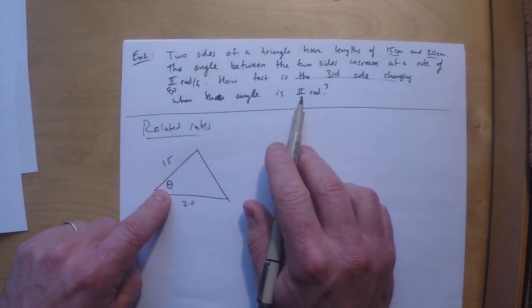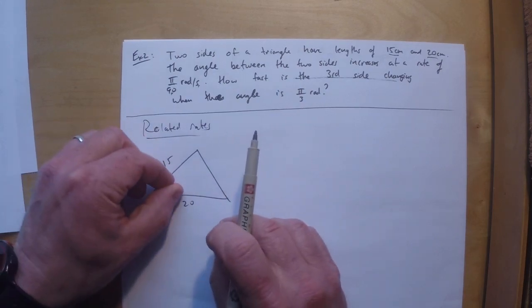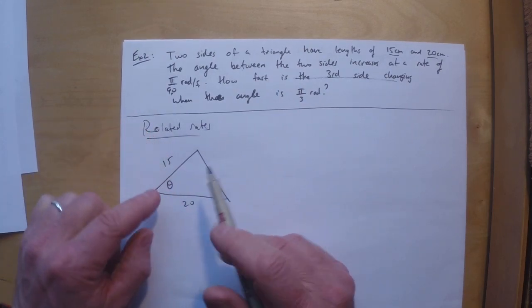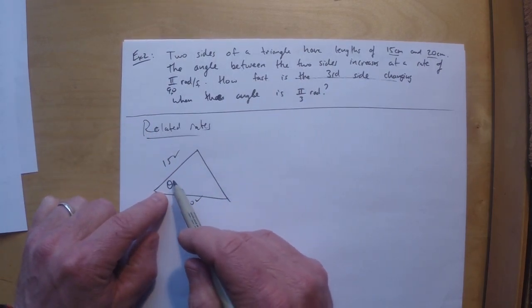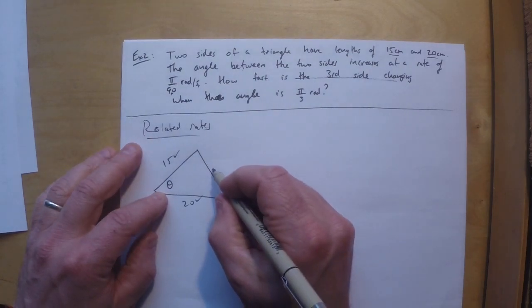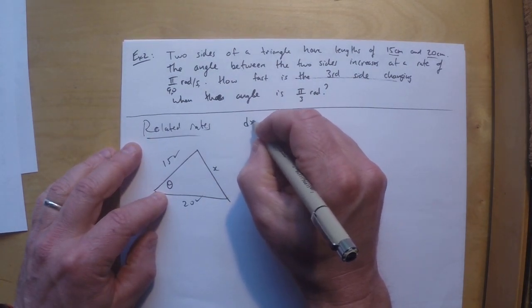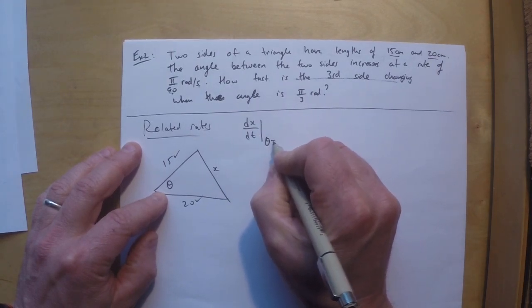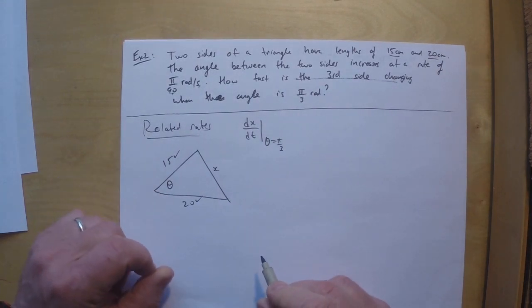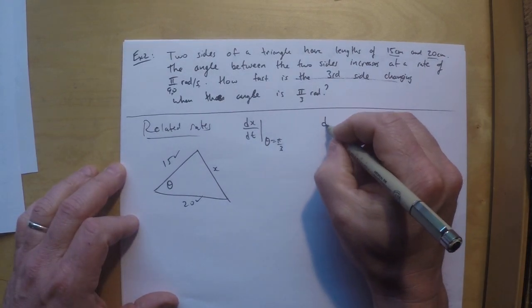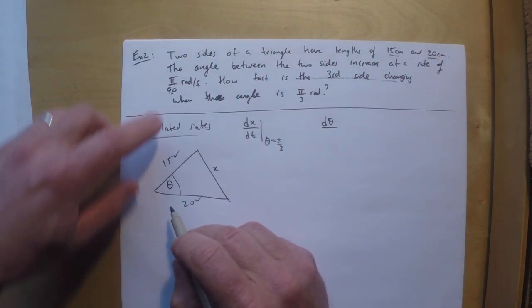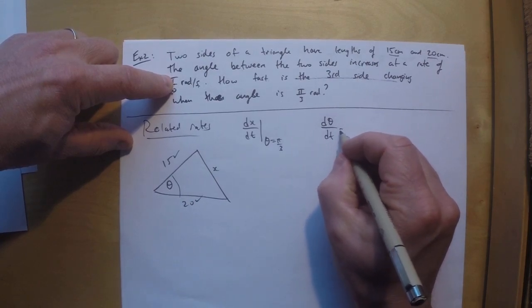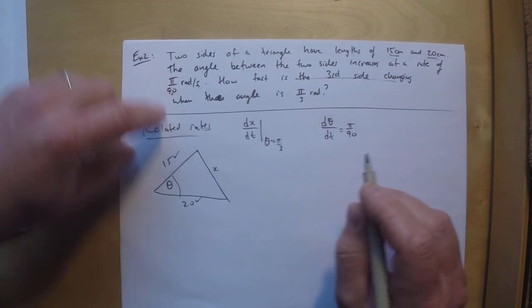I am not going to put that angle in there yet because this angle is growing. This is fixed, that is not. And it wants me to figure out how quickly the change in x, how quickly that side is changing at the instant the angle is pi over 3. Knowing that the change in the angle is pi over 90.